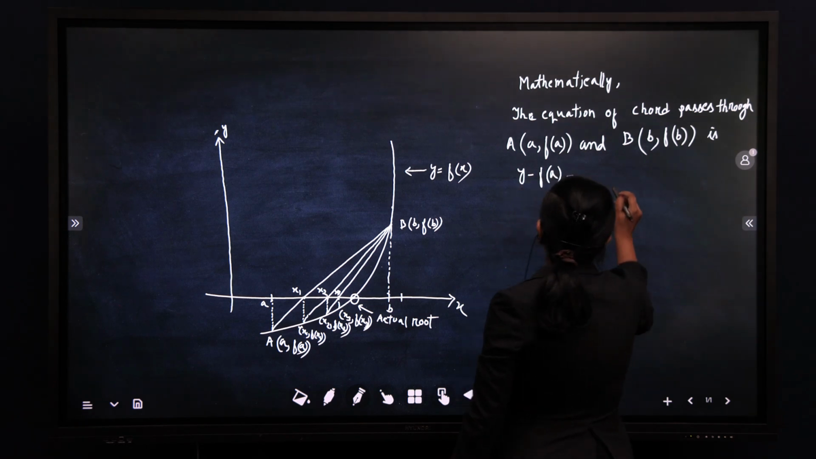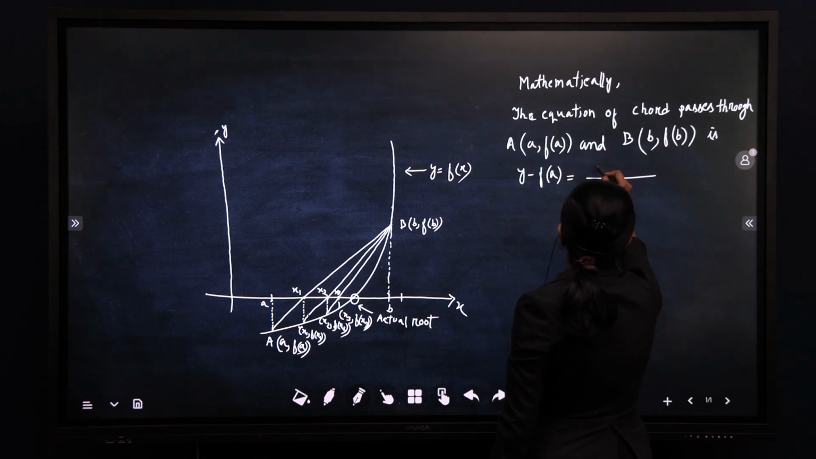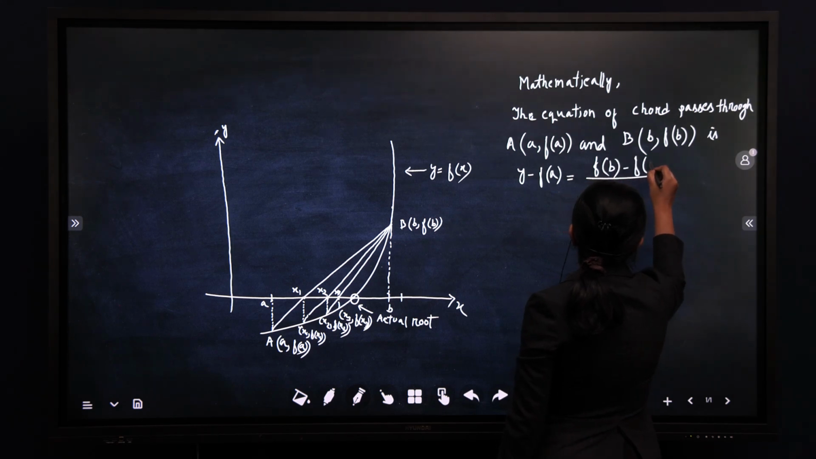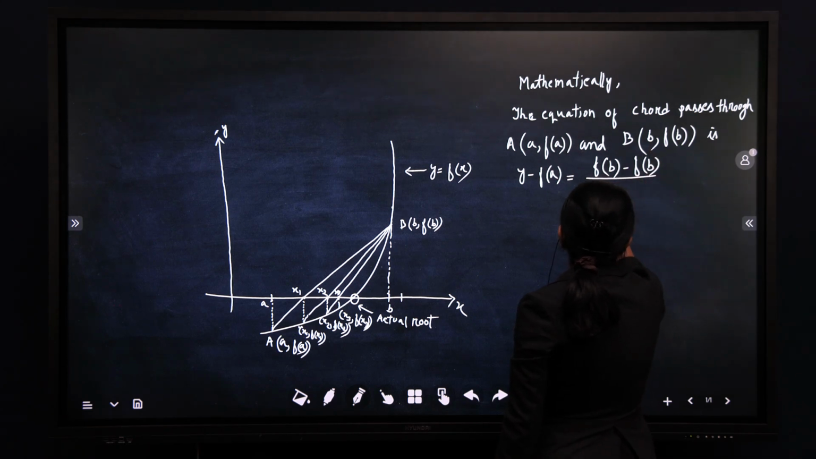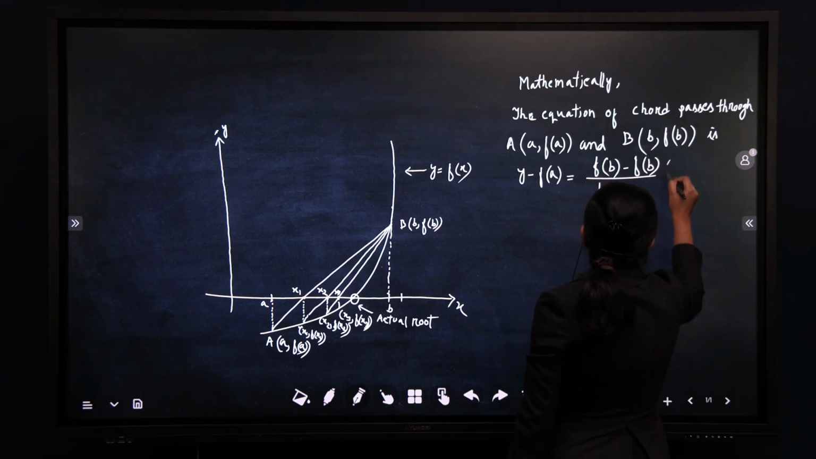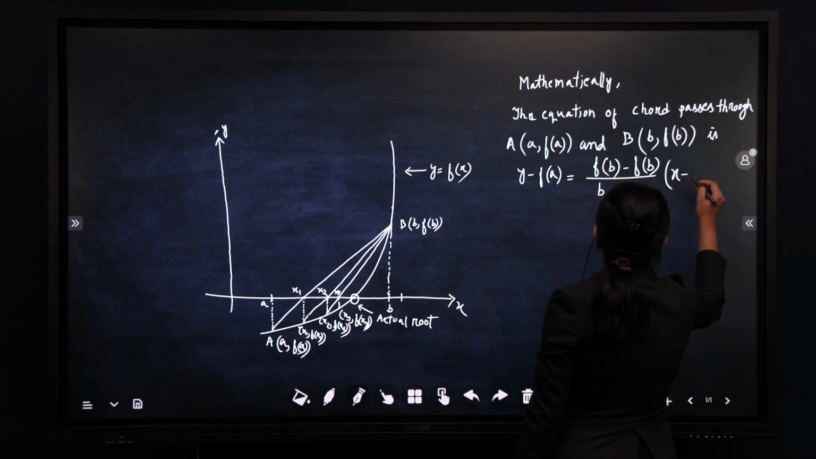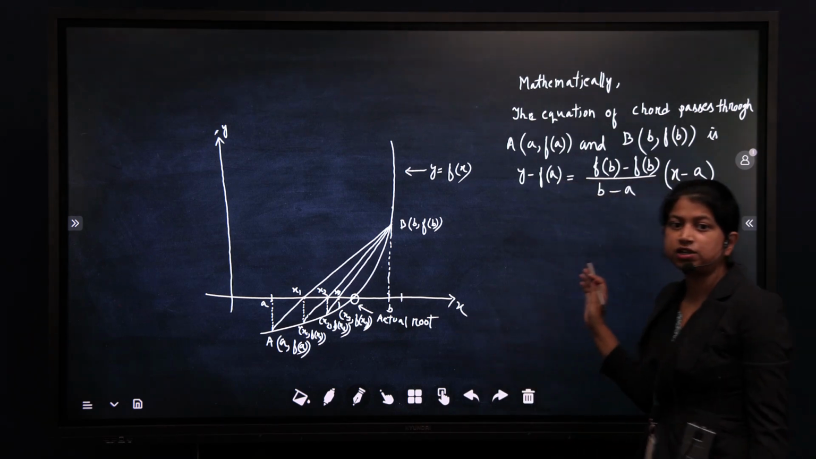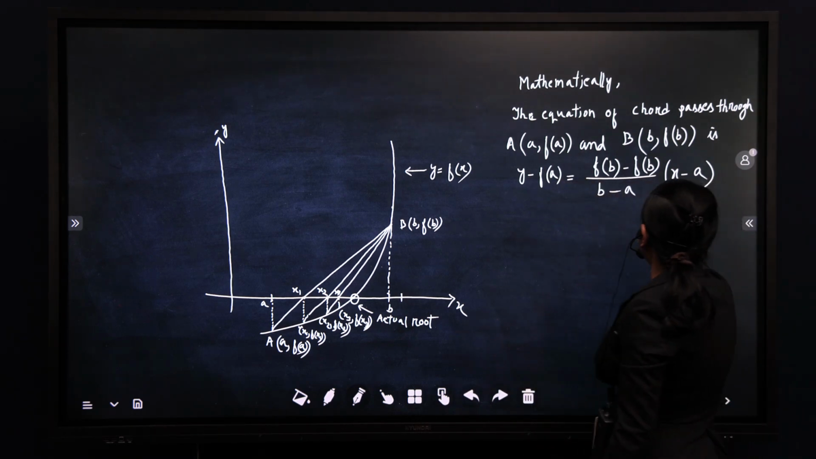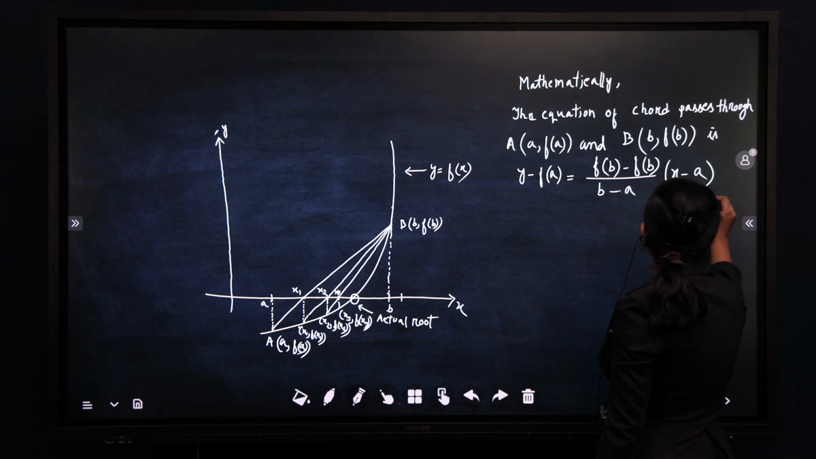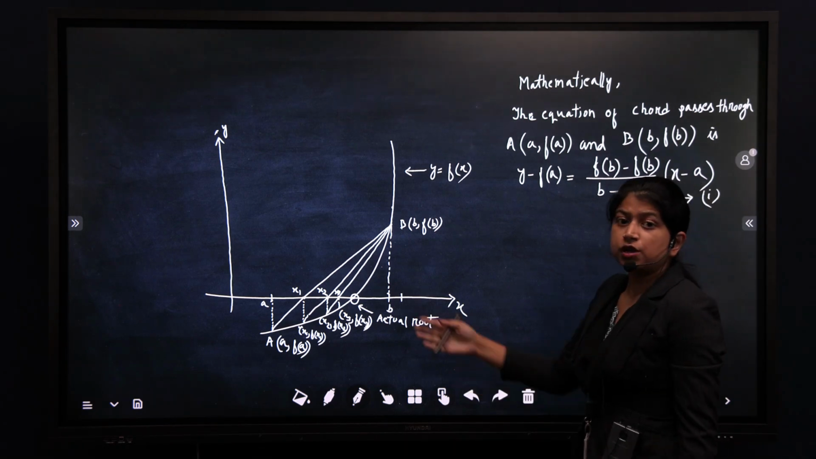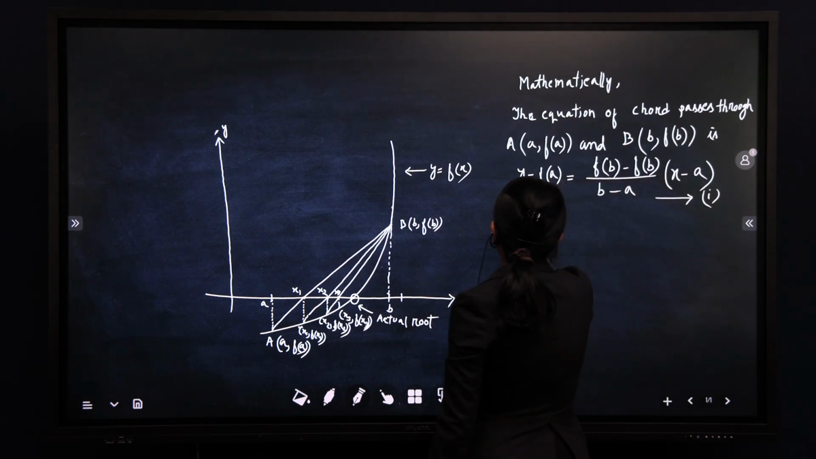What is y2 here? y2 is f of B. So y2 minus y1 is f of B minus f of A, by x2 minus x1, that is B minus A, into x minus x1. x1 is what? x1 is A. This is the equation of the chord. Let us give this equation number 1.